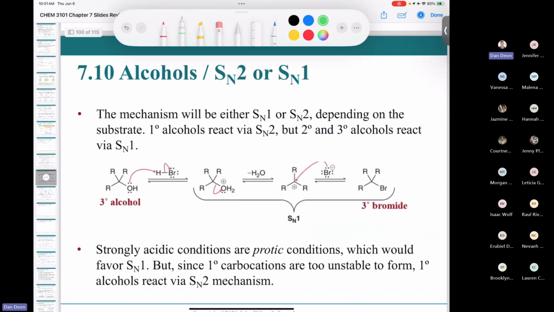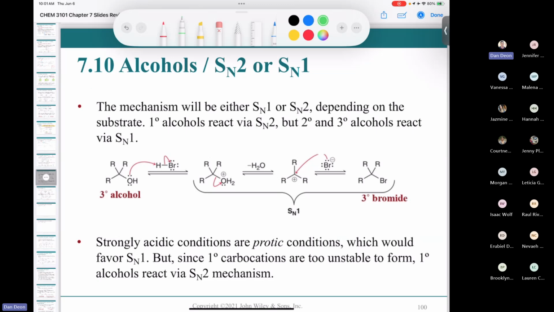Now, what if you have a tertiary alcohol? Will it work for that? Well, let's take a look. It says the mechanism is either going to be SN1 or SN2, depending on your substrate. Yes, a primary alcohol is going to react via an SN2. So I'll put here, see previous slide. But if you have a tertiary or a secondary alcohol, it's going to react via an SN1.